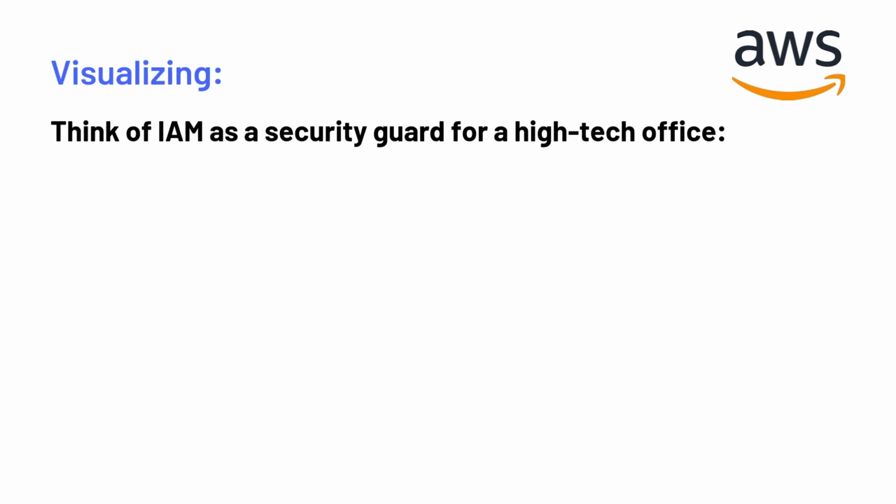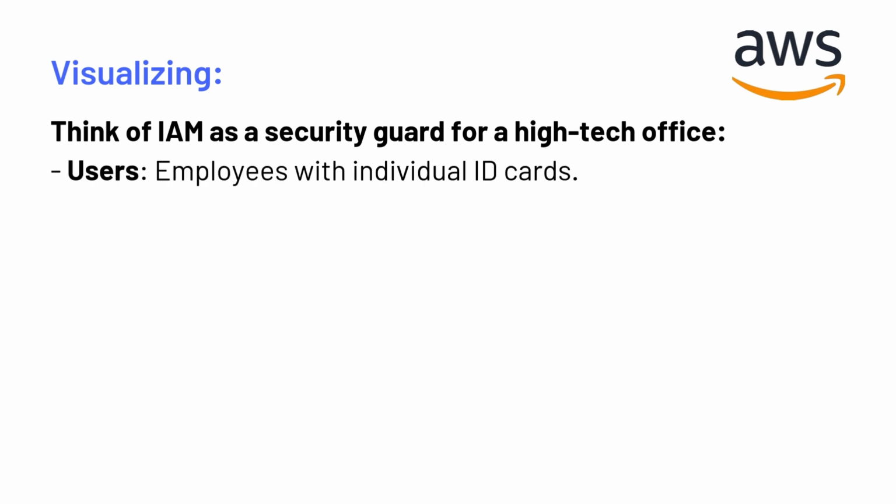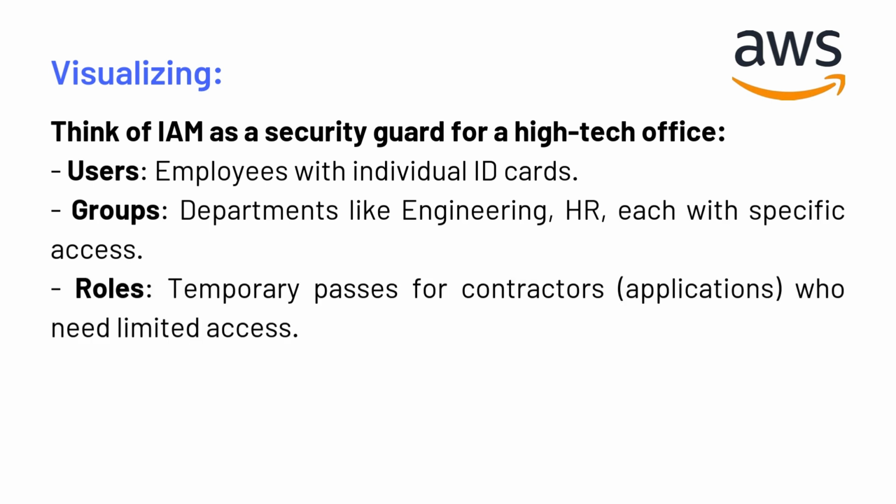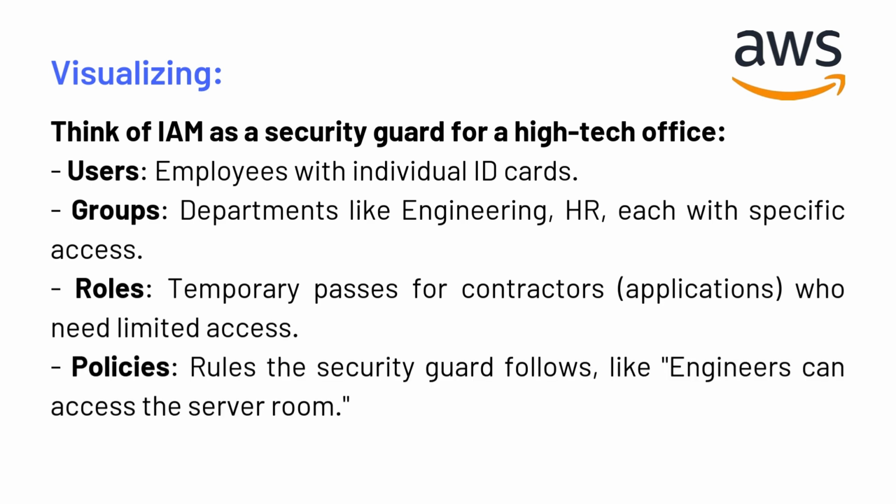Visualizing. Think of IAM as a security guard for a high-tech office. Users. Employees with individual ID cards. Groups. Departments like engineering, HR, each with specific access. Roles. Temporary passes for contractors or applications who need limited access. Policies. Rules the security guard follows, like, engineers can access the server room.